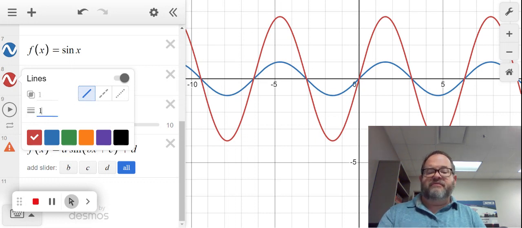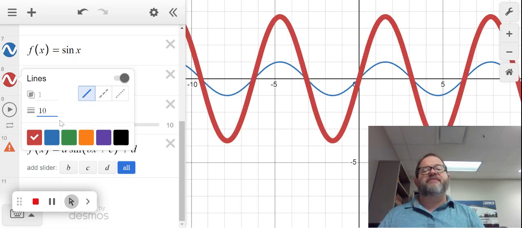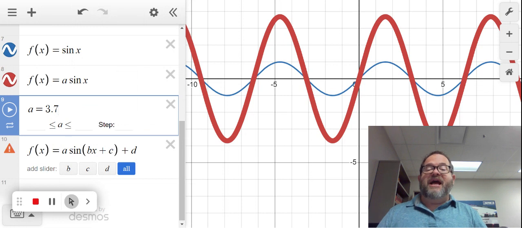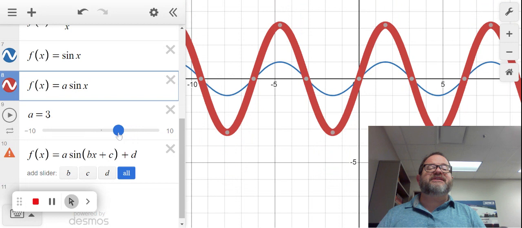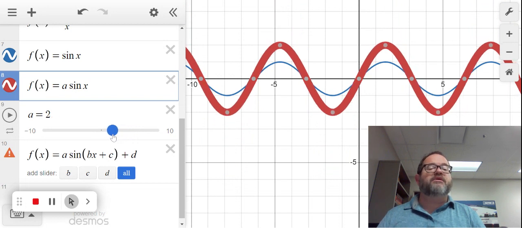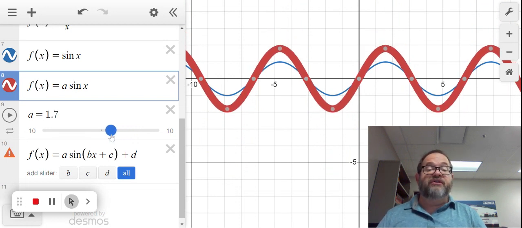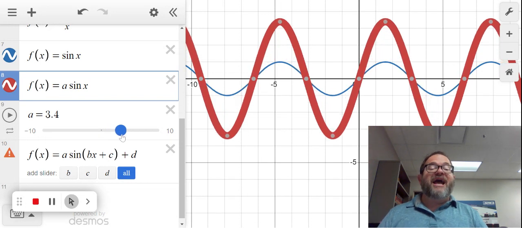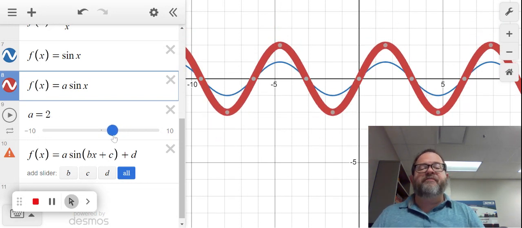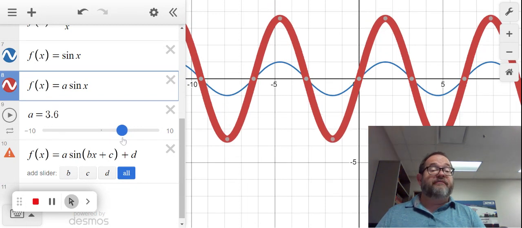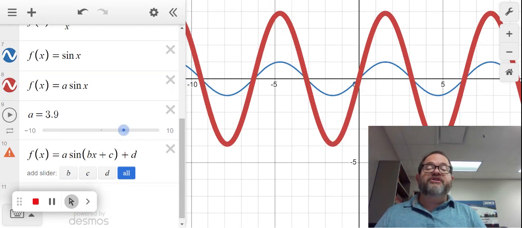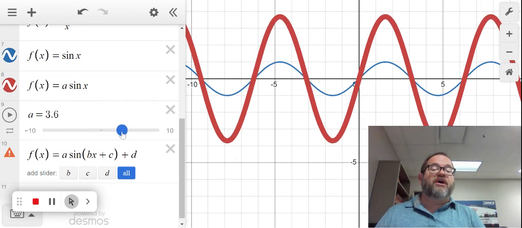Let's see here. I'm just going to make this thicker and bigger just so it shows up on the projector better. All right. As I change the value of A, you can see I'm doing something to the parent function. I'm making something new. The parent function's still there in blue. But as I multiply the parent function by a number, I am stretching it out vertically. So by multiplying the parent function by a number, I'm stretching it out.